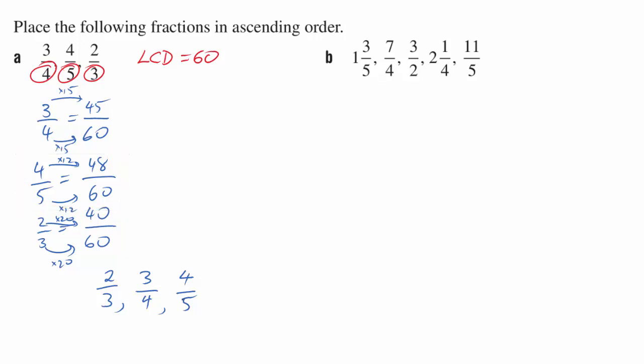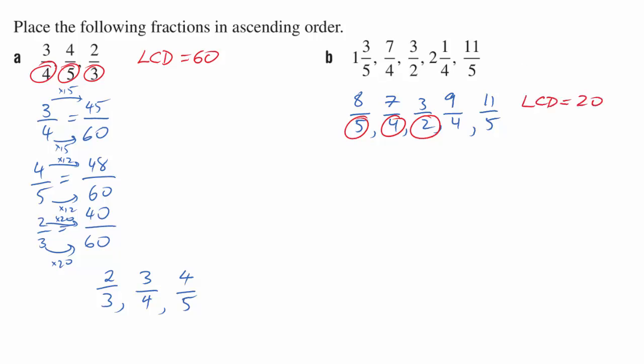In the second example, we're going to have to first convert to improper fractions. So we have 8 over 5, 7 over 4, 3 over 2, 2 times 4 plus 1 is 9 over 4, and 11 over 5. In this case, the lowest common denominator of 5, 4, 2, 4 and 5 is 20. They're all factors of 20. So let's write them all over 20.